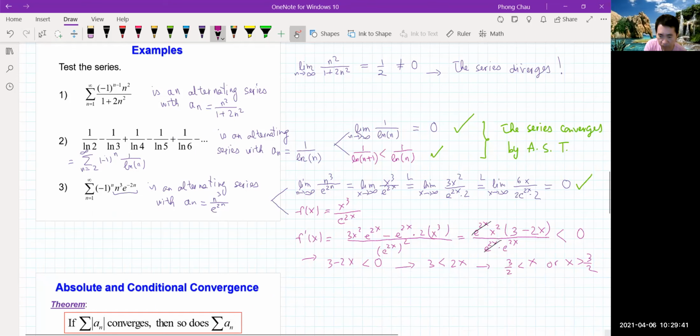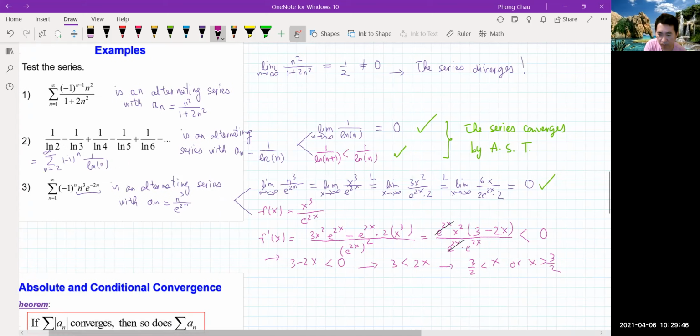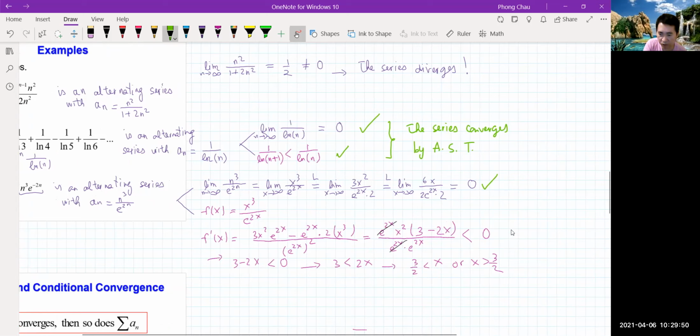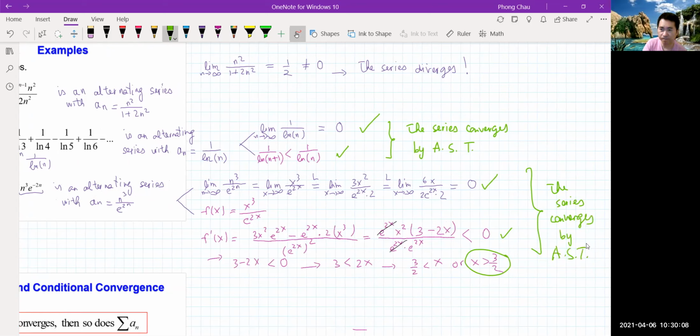And therefore I can combine here. Okay, so that's checked when x is bigger than 3 halves. So here I can conclude the series converges by the alternating series test, right?